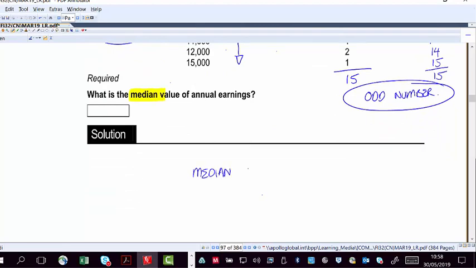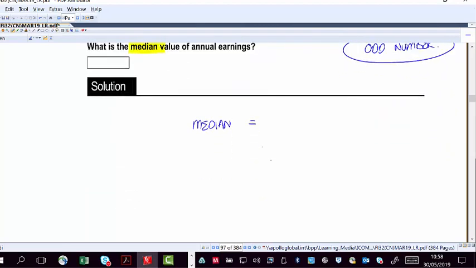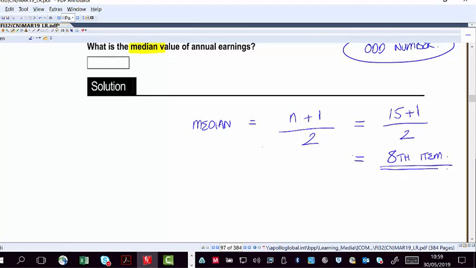To calculate the median, we said we wanted to take the number of items in the data set, add on 1 and divide it by 2. So the number of items in the data set is 15. We add on 1, which gives us 16, and we divide it by 2, which would give us 8. So that therefore means that the 8th item is the middle item.